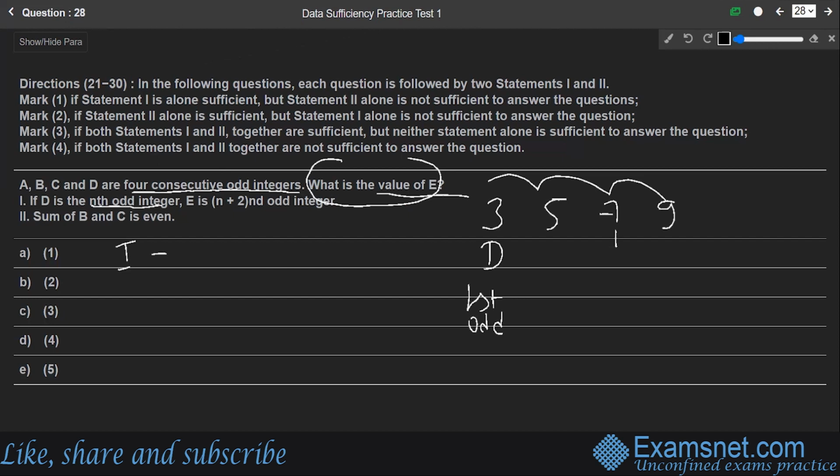So third is this. So he is E. He is the third odd integer, that is n plus 2. So E is 7, D is 3. Now, what is the value of E? Obviously, the value of E is dependent on the value of D.